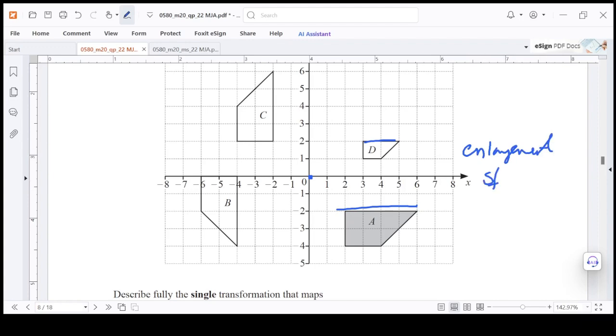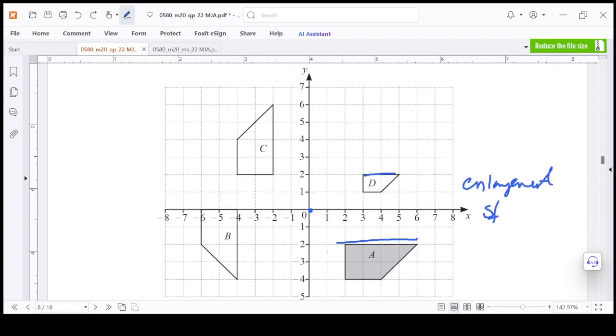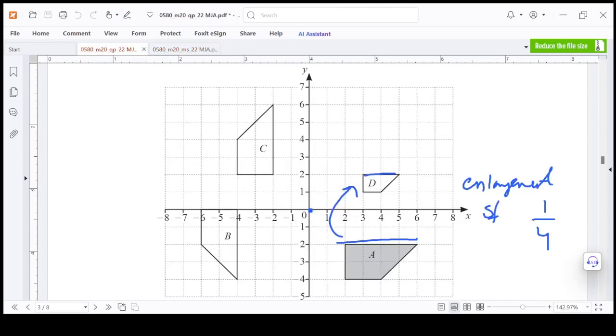In fact, yeah, the scale factor is new length over old length. So 4 over, what does it say? What is mapped onto what? A is mapped onto B. So yes, new length over old length. It should be 1 by 4. Let me check. I'm sorry, it was 2 upon 4. Then it will be 1 over 2.